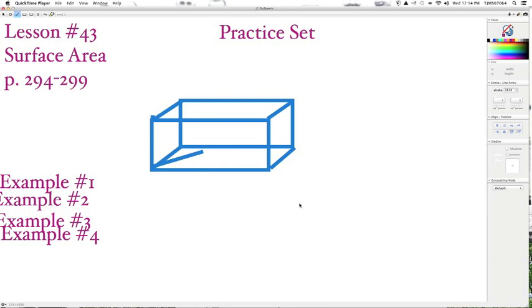And the formula was just find the perimeter around the base and then multiply that by the height, and that's the lateral surface area. So the lateral surface area is the perimeter times the height.